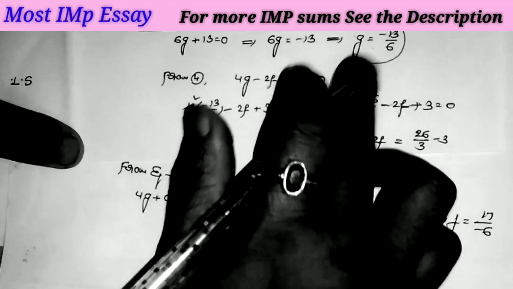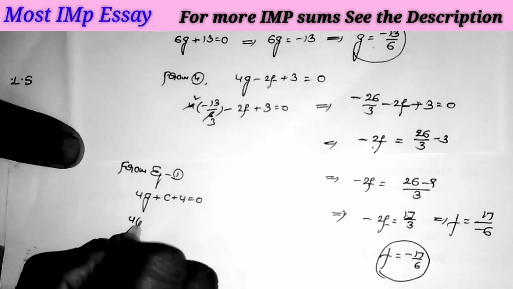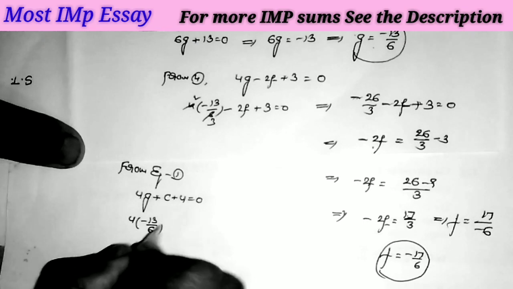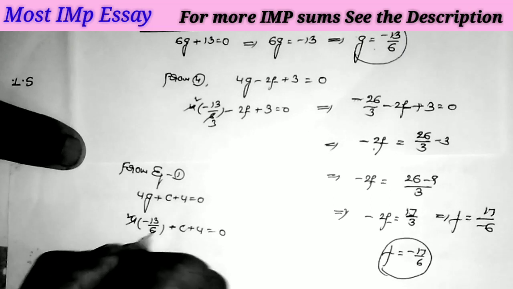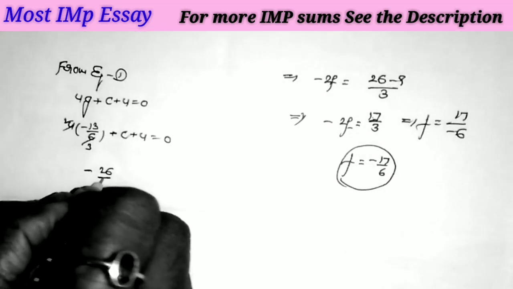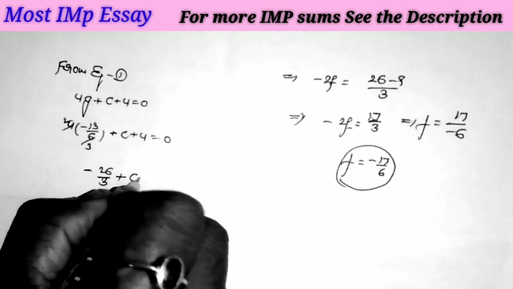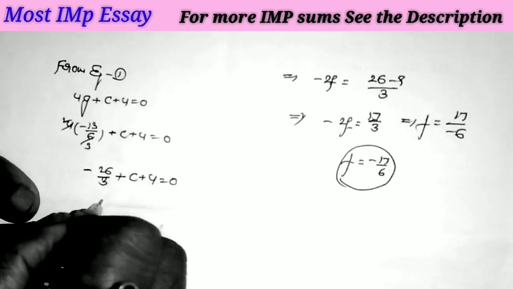Now what is the g value? Already here we have that g is equal to minus 13 by 6. So 4 into minus 13 by 6 plus c plus 4 is equal to 0. This 2 times, this is 3 times. Minus 26 by 3 plus c plus 4 is equal to 0. Now we want the c value.